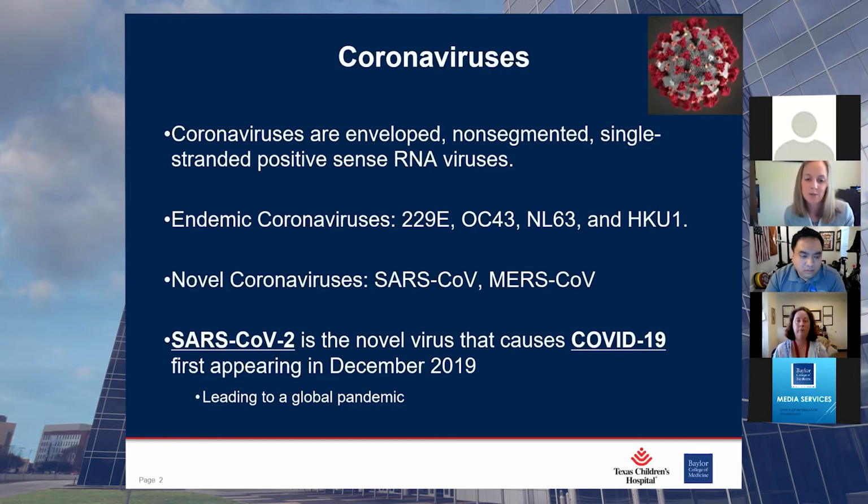However, more recently, we've been seeing the emergence of novel coronaviruses, particularly SARS-CoV-1, which came about in the early 2000s, 2002, 2003, and more recently MERS-CoV, which emerged in the year 2012. More recently, as we're all familiar with, is the emergence of SARS-CoV-2, which is the novel virus that causes the disease COVID-19. And this first appeared in a region in China in December of 2019 and has since, as we're all living, led to a global pandemic.